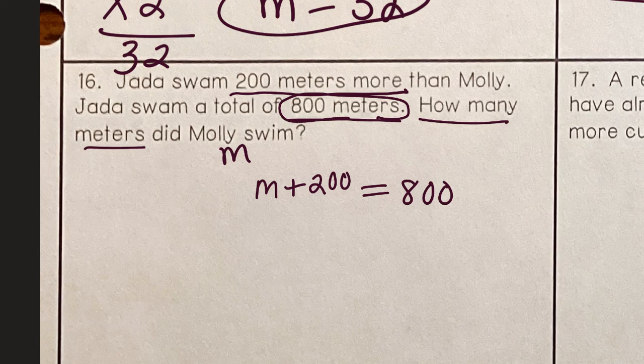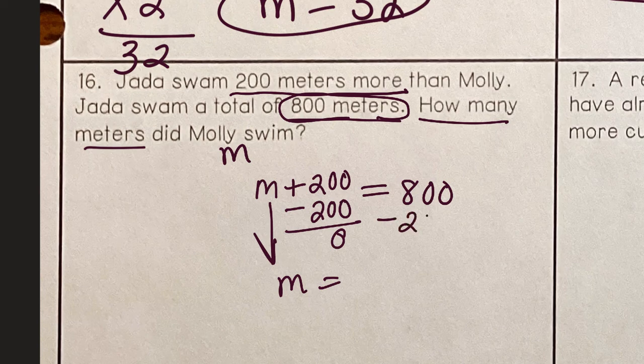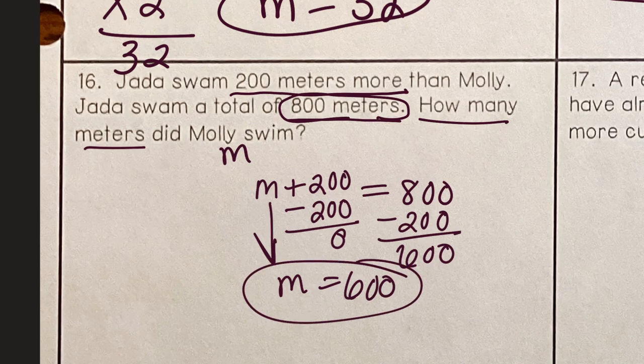So now, in order to solve for how far Molly swam, we're going to have to do the inverse operation. Right now, there's a plus 200 with my variable. I'm going to isolate my variable by doing the opposite operation, leaving my variable all by itself. And I have to do the same thing on this side, getting 600. So Molly's 600 meters plus the 200 meters more that Jada swam would get me a total of 800 meters. So I know I did the problem right.